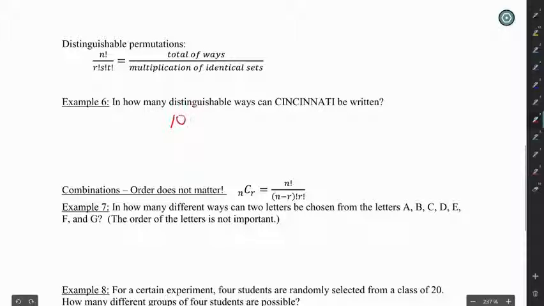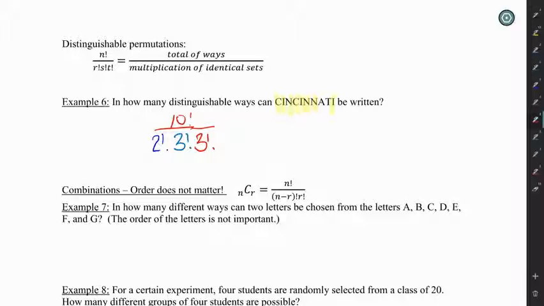So the numerator is 10 factorial. For the denominator, we look at the identical sets. So if I look, I have 2 C's. So I'm going to put 2 factorial. If I check, I have 1, 2, 3 I's. So I'll have 3 factorial. Next, I have 1, 2, 3 N's. So that'll be another 3 factorial. And there's only 1 A, so we don't have to list that because 1 factorial is just 1.